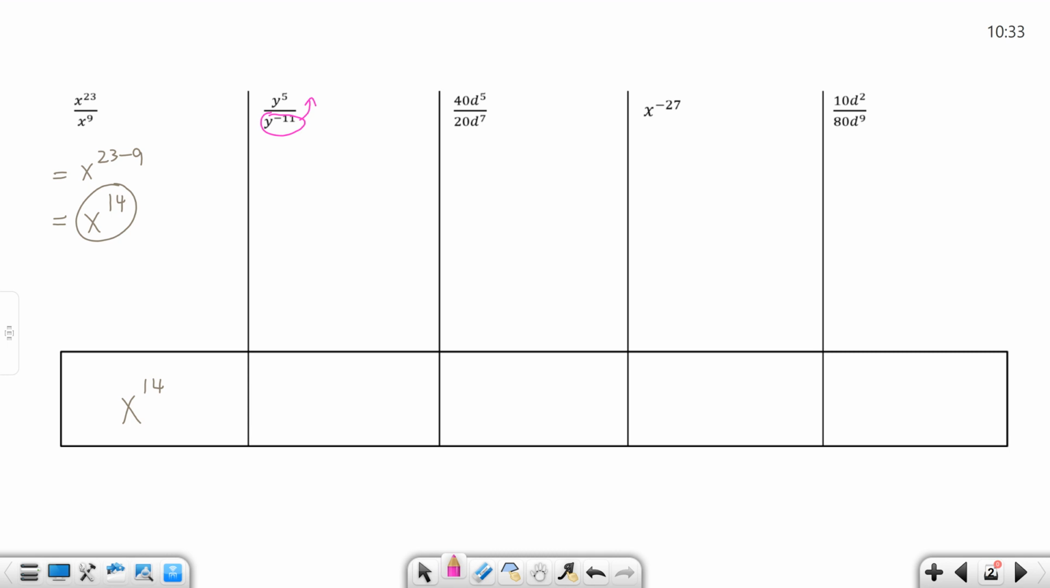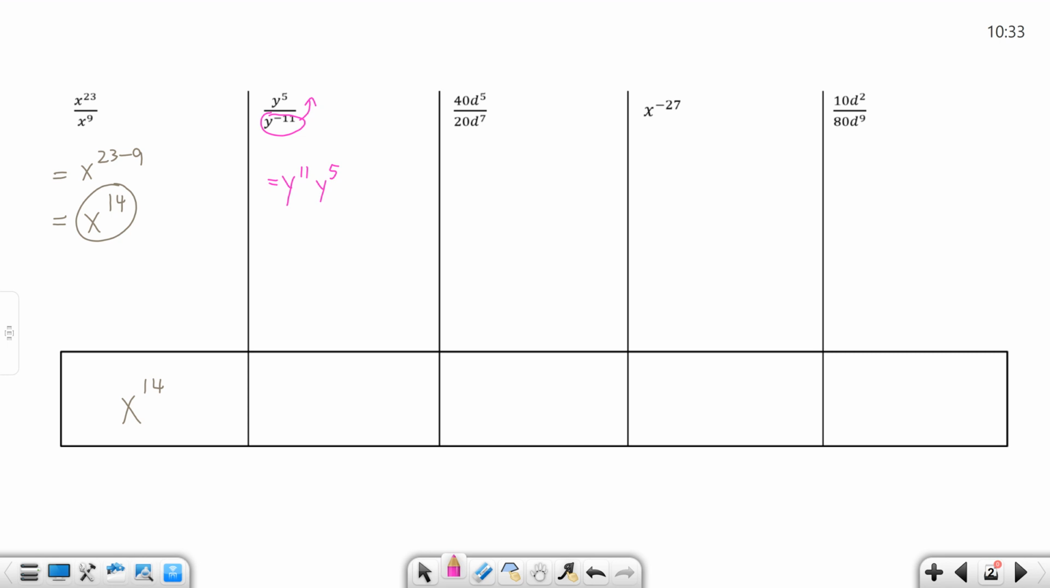Because it's in the bottom, in the denominator, I move it to the top of the numerator because it's a negative exponent. The y to the 5th stays. It doesn't go anywhere because it's already positive. So the y to the 11th comes up, and y to the 5th stays up top, and it doesn't matter which order you put that in.